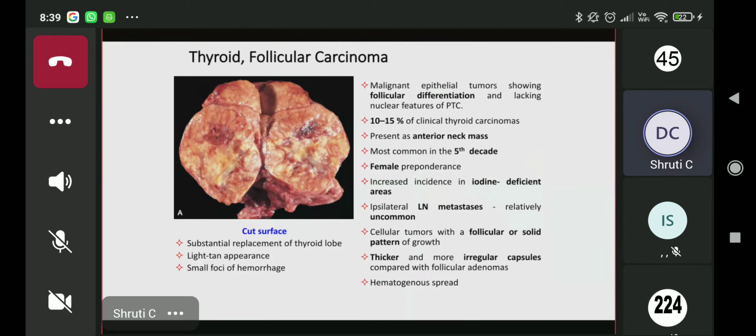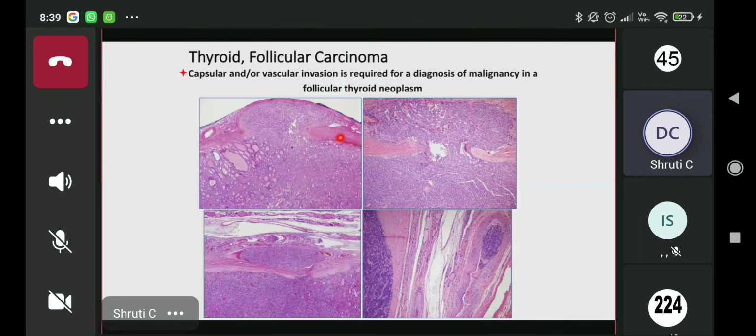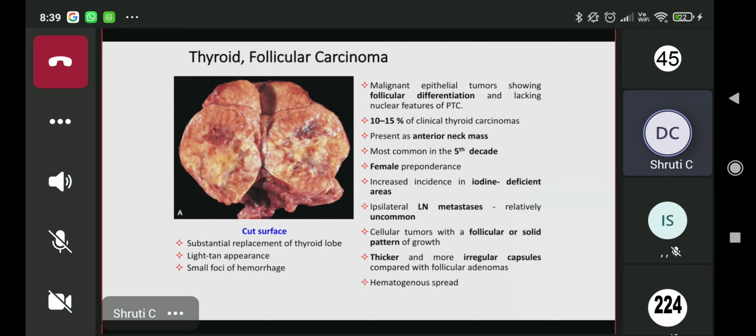And follicular carcinoma is malignant. Like in this picture, you can see this is the capsule and it is invaded. Again here it is invaded. So this is how it is different from the follicular adenoma, and this is a vessel, and there is vascular invasion as well. So basically follicular carcinomas are malignant epithelial tumors which show follicular differentiation and lack features of papillary thyroid carcinoma, and they present as a thyroid swelling, a neck mass, most commonly in the fifth decade, with female preponderance and increased incidence in iodine deficient areas.